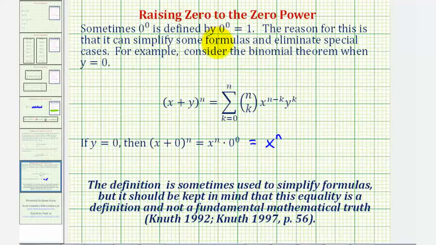So as you can see, 0 to the power of 0 is not quite as clear as we hope in mathematics, but I do want to end with a quote that I found when defining 0 to the power of 0 equal to 1. This definition is sometimes used to simplify formulas, but it should be kept in mind that this equality is a definition and not a fundamental mathematical truth.